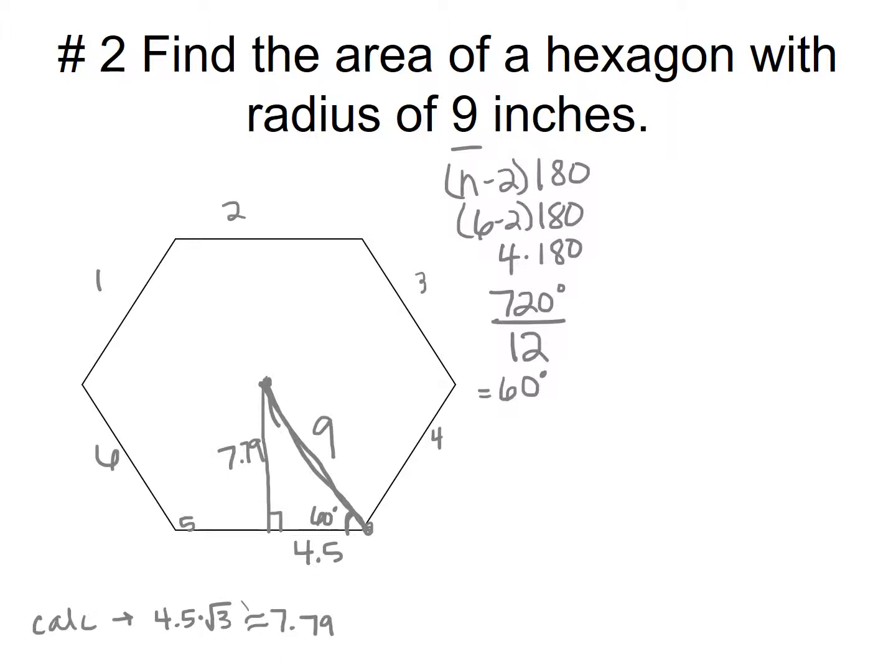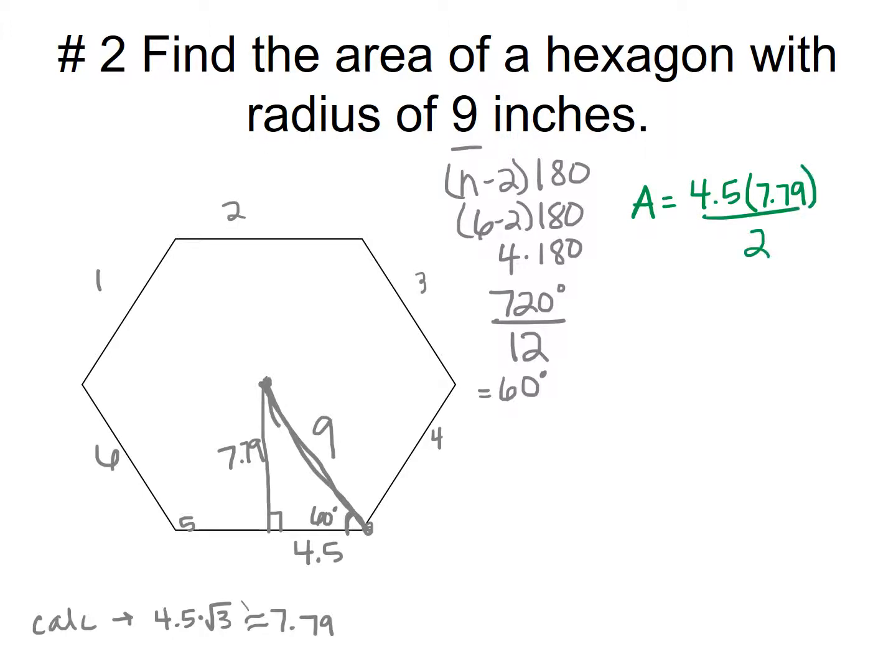Okay, now in this triangle, it looks like I do have my height and I have my base. So once I have my height of my triangle and my base, I can take the base, which is 4.5. I can multiply it by the height, which is 7.79. And then I can divide that by 2.